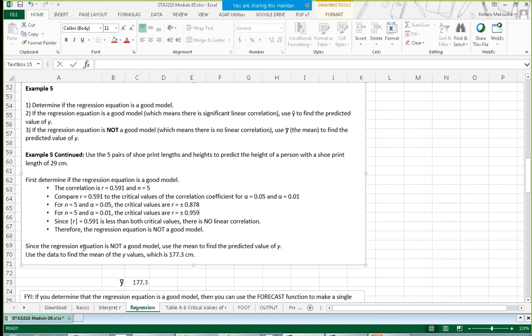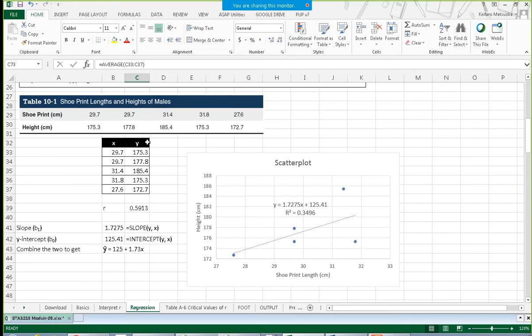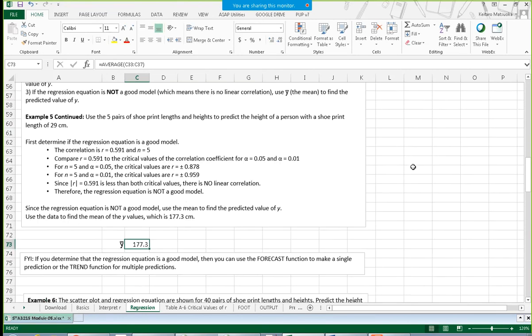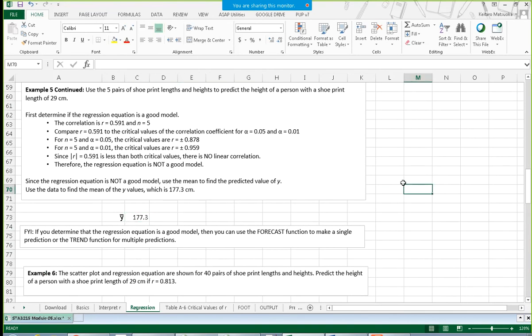So since the regression equation is not a good model, we use the mean of the y's to figure out the predicted value of y. If that's the case, you take the average. So I'm taking the average of these numbers right here. You just use the AVERAGE function to figure out the predicted value. If you're going to do advanced regression analysis, you can use the FORECAST function to make a single prediction or the TREND function to make multiple predictions, should you ever need to use regression. Those are the functions you might want to learn.